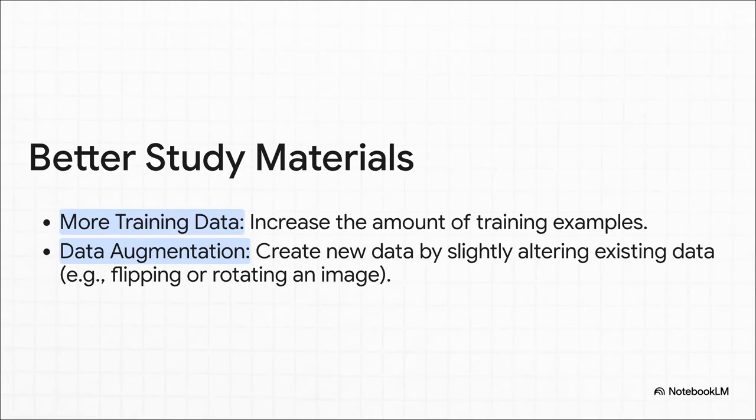First things first, you can give it better study materials. Honestly, the #1 best way to fight overfitting is often just to get more data, more varied and diverse examples. But if that's not an option, you can use something called data augmentation. This is where you take your existing data and make small changes, like flipping an image, rotating it a bit, or zooming in, to create brand new examples for the model to learn from.